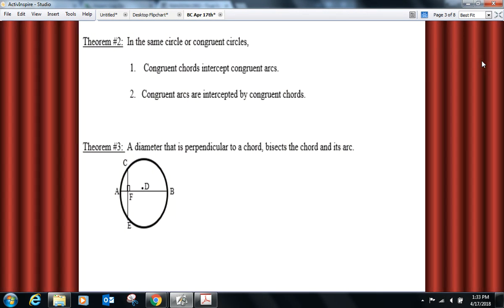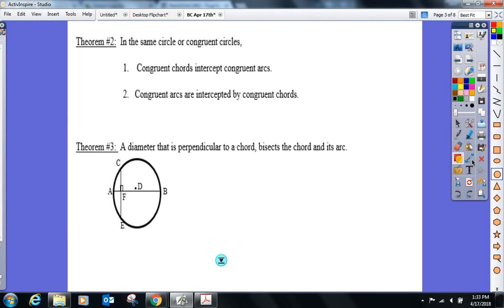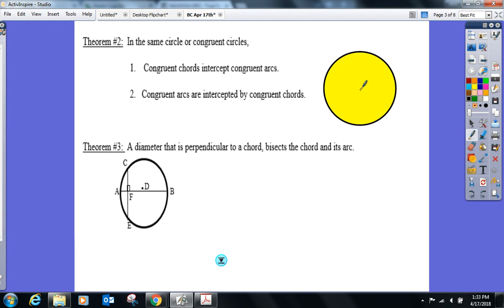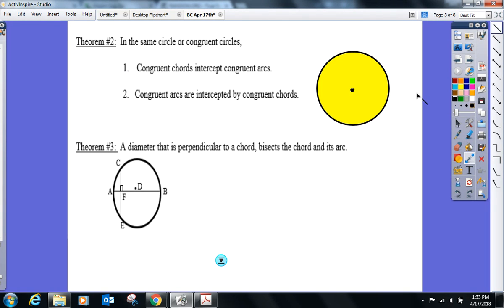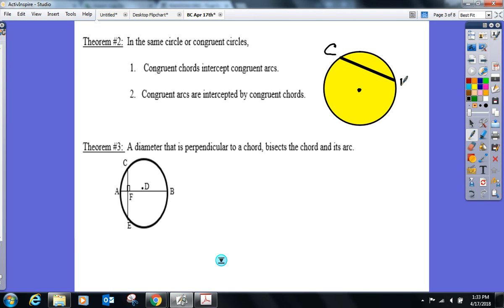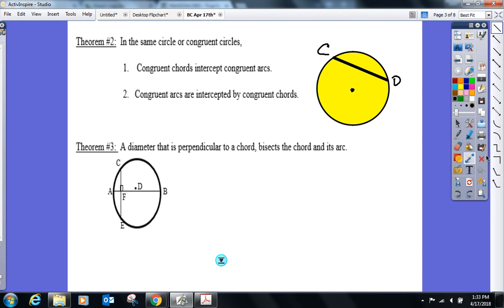Now let's turn our attention to the chords. Draw another circle for me. You can just put a center point. We're not going to name it, but we're going to draw two chords in this diagram. One chord being CD, and the other chord being AB.